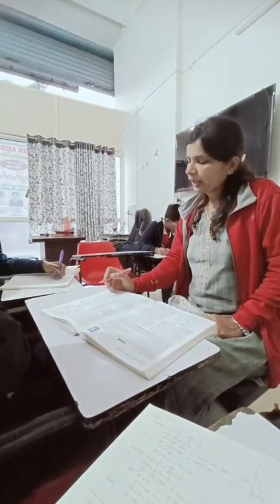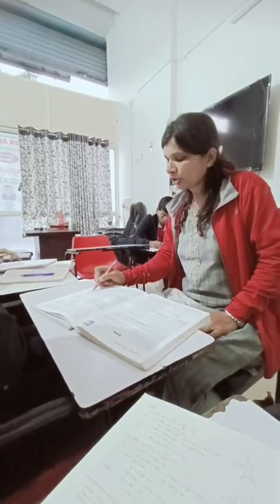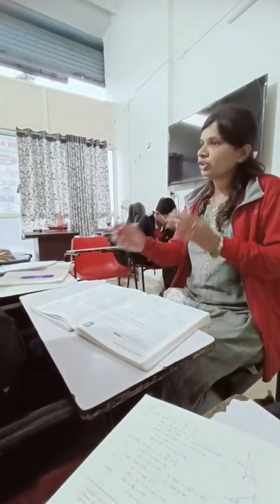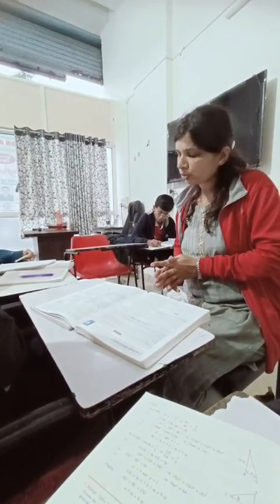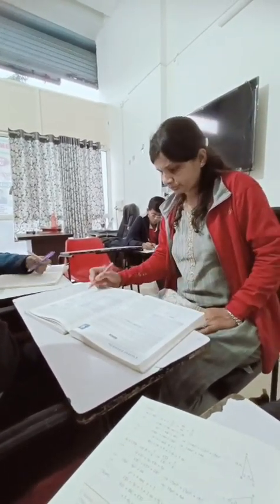In an electrolyte, the current flows due to the movement of both positive ions and negative ions. Positive ions are called cations, and negative ions are called anions.